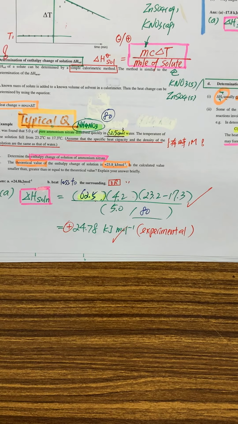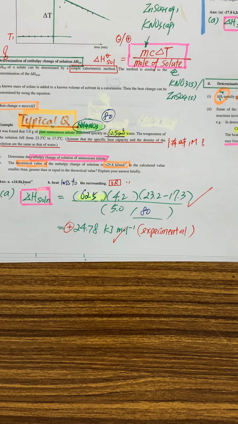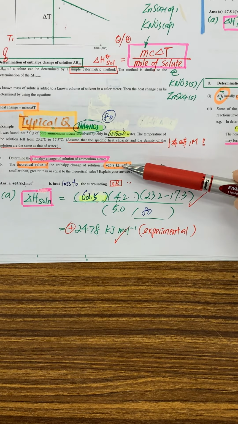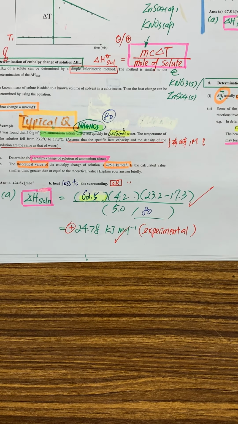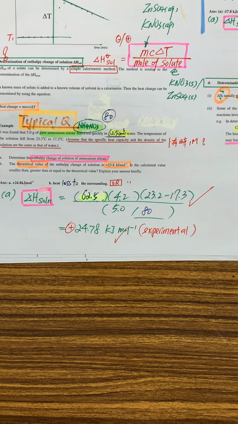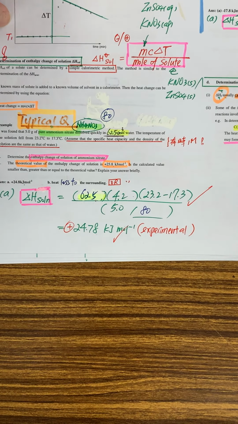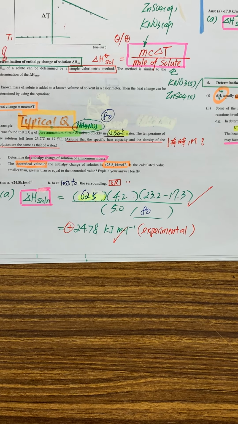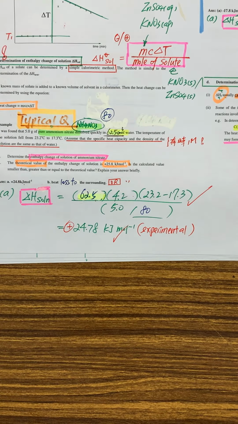And the literature value is larger, as it should absorb more heat. Why is there a discrepancy? You refer to the possible errors: heat loss to the surrounding, the experiment is not carried out under standard condition, and so on. Very easy, right? Okay, pause for 5 minutes. Try the classwork on the next page.